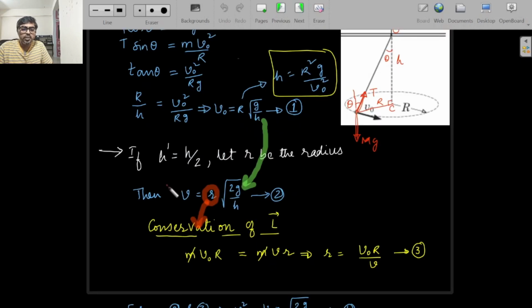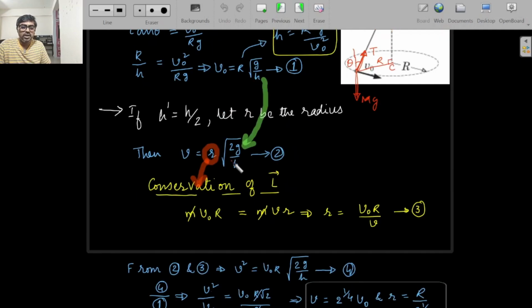Now if I replace h with h by 2, because the depth is reduced to half the initial value, and capital R with small r, the radius of the circle at that depth, and V0 with V, the same expression gives the formula using Newton's laws again. Now this small r is not known to us, and we cannot get it from Newton's law. Newton's law is already exhausted.